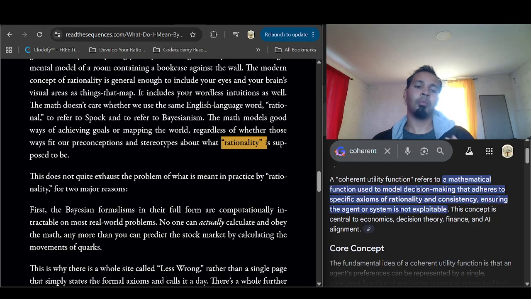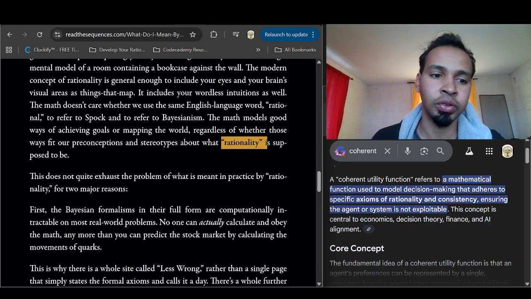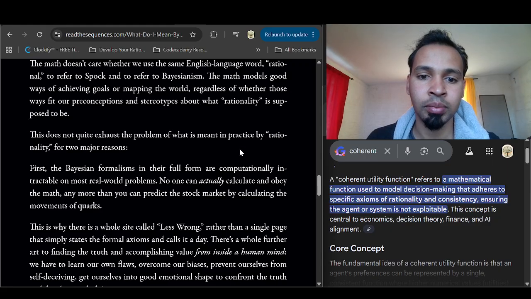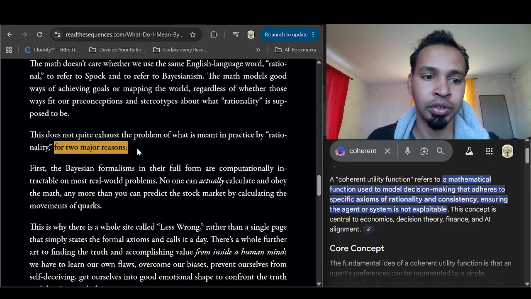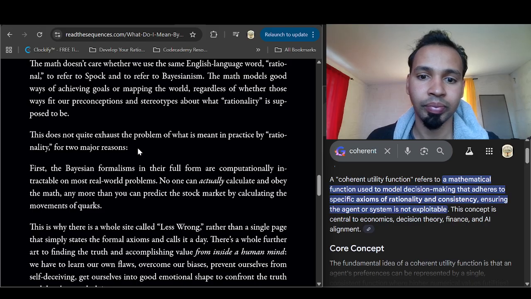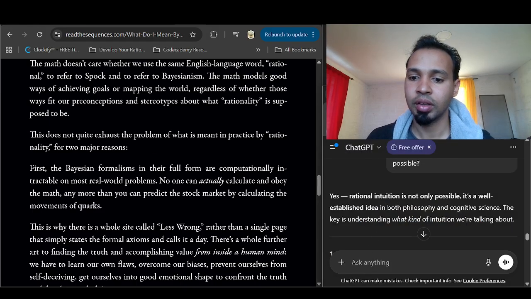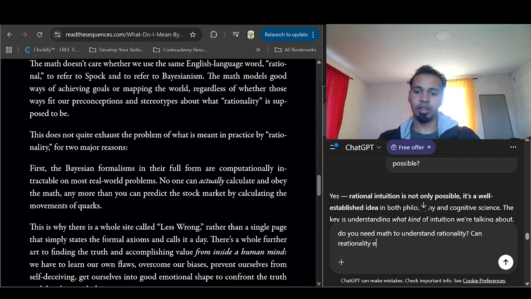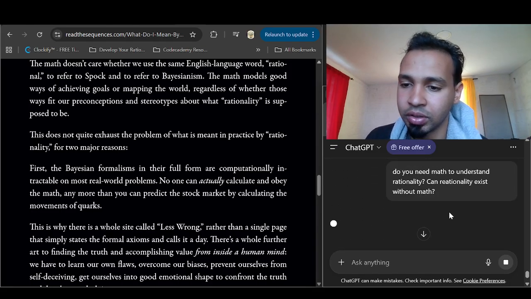So there's kind of a more detached relationship, it sounds like, when it comes to using these math models to understand what rationality really is. This does not exhaust the problem of what is meant in practice by rationality for two major reasons. So one question I do have is, do you need math to understand rationality? As a follow-up question, can rationality exist without math? And I'm curious to see what it will say.